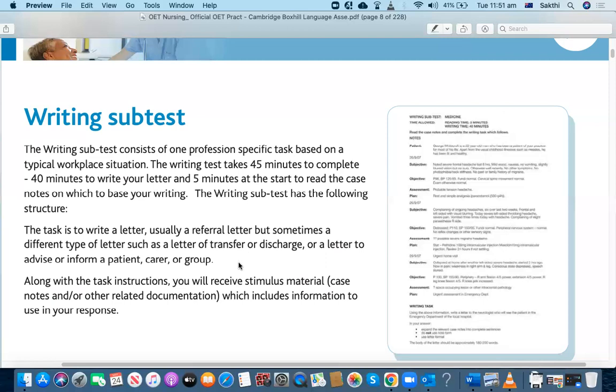Does anyone have any questions here so far? I hope everyone understands this, and we will go through this writing subtest in detail now.